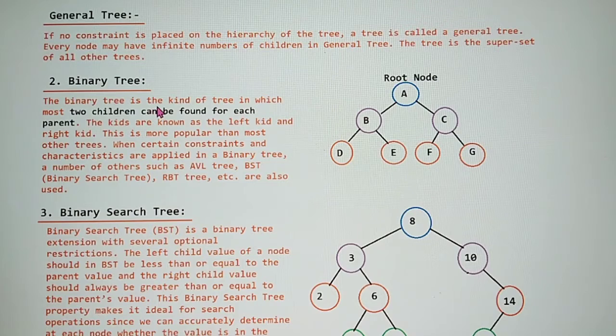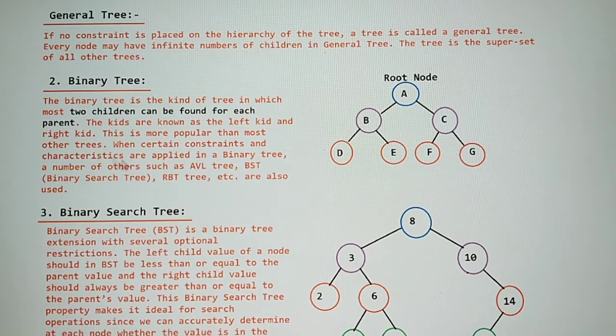The binary tree is a kind of tree in which at most two children can be found for each parent. The children are known as the left child and the right child. This is more popular than most other trees. When certain constraints and characteristics are applied to a binary tree, a number of others such as the AVL tree, BST, RBT, etc. are also used.